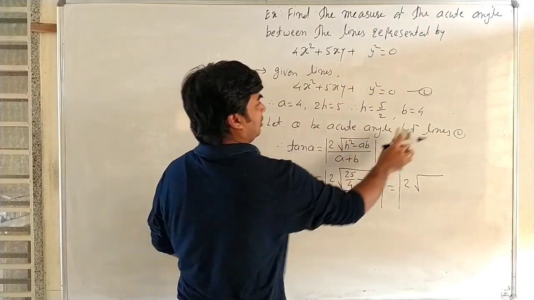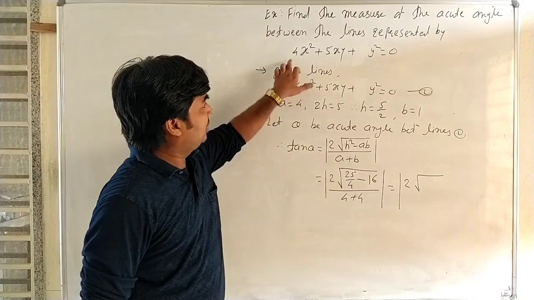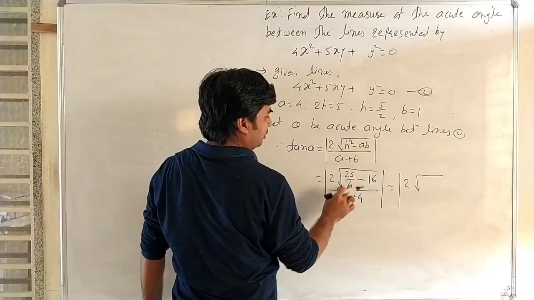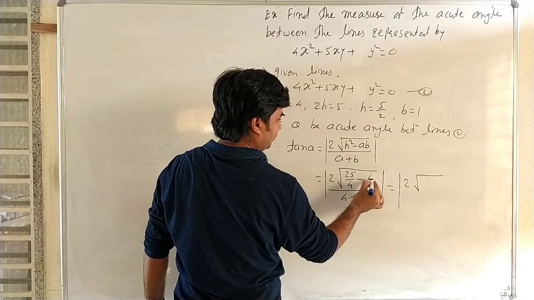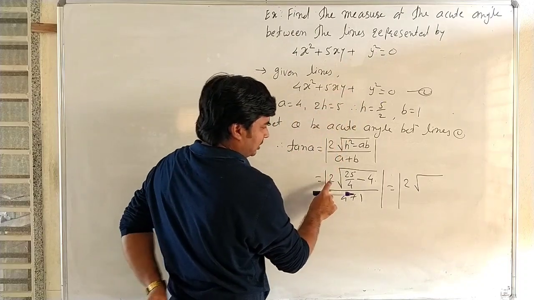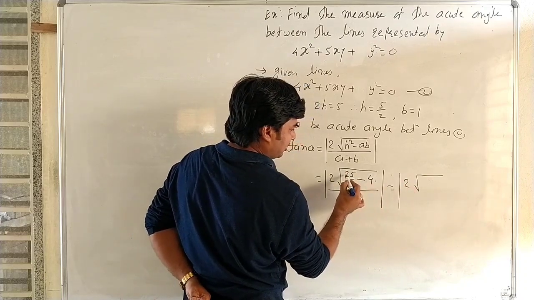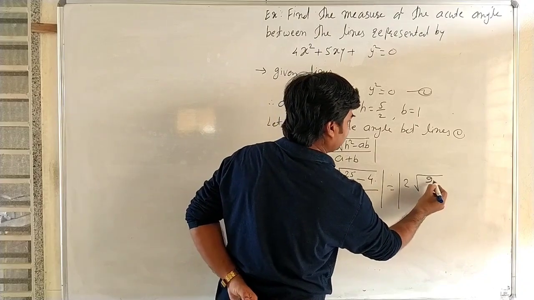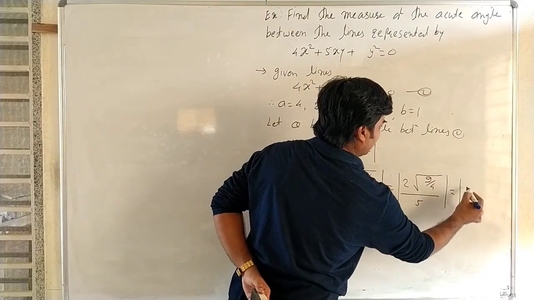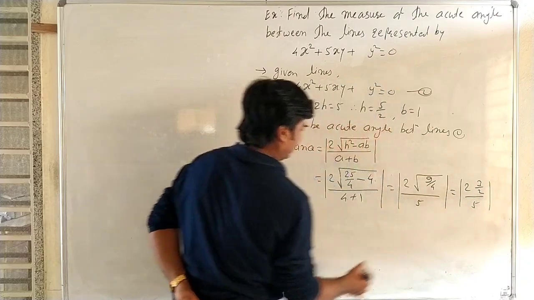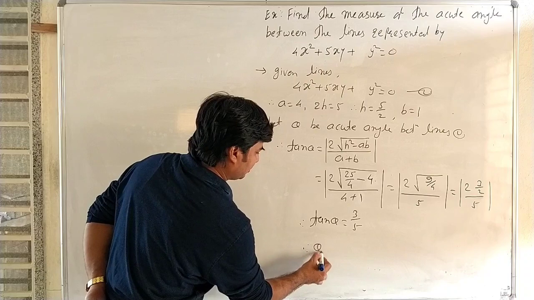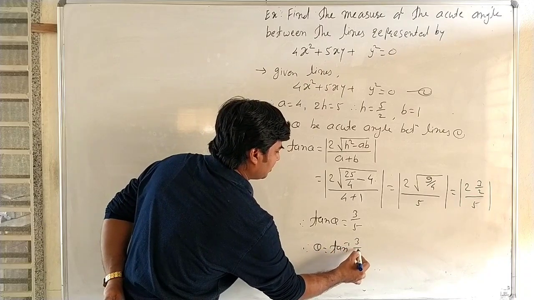So we get here b is equal to 1. Okay, replace 4 by 1, then it is 4 plus 1. It is a print mistake in the textbook. Then here it is 16, then 25 minus 16, it is 9 by 4 and upon 5. Okay, 9 by 4 means 3 by 2, that is 2 into 3 by 2 upon 5. Therefore we can write tan theta is equal to 3 by 5, and therefore theta is equal to tan inverse of 3 by 5. It is the value of theta.